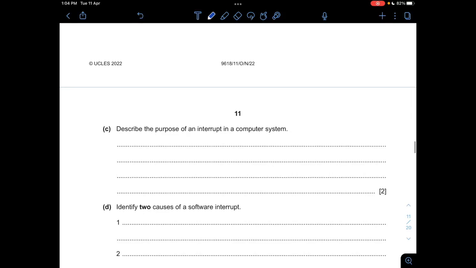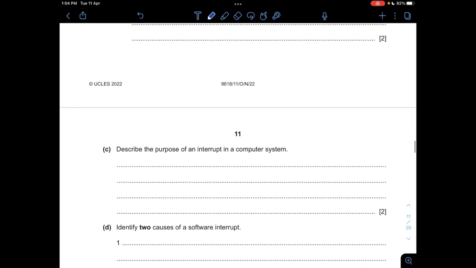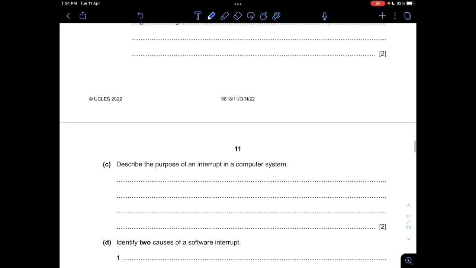Describe the purpose of an interrupt. To send a signal from a device or process that would seek the attention of the CPU, or seek the attention of the processor.